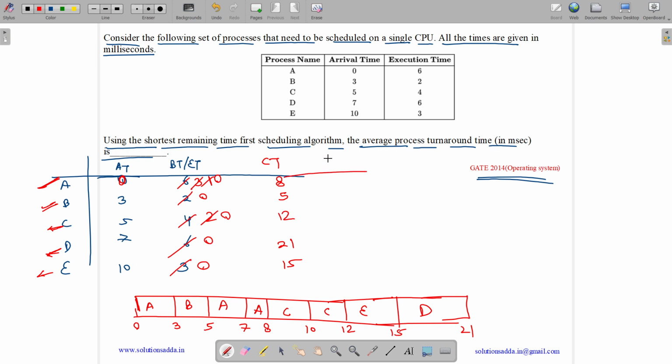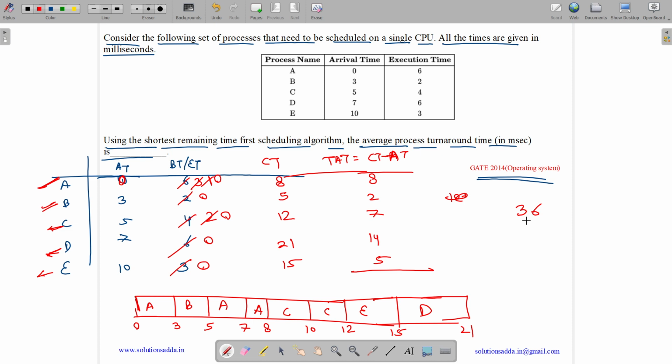Now we will calculate turnaround time. Turnaround time is completion time minus arrival time. It is the total time for which our process remained in the system. So 8 minus 0 is 8, 5 minus 3 is 2, 12 minus 5 is 7, 21 minus 7 is 14, and 15 minus 10 is 5. Let us sum it up: 8 plus 2 is 10, 10 plus 7 is 17, 17 plus 14 is 31, 31 plus 5 is 36. Let us verify: 19, 26, 28, 36.